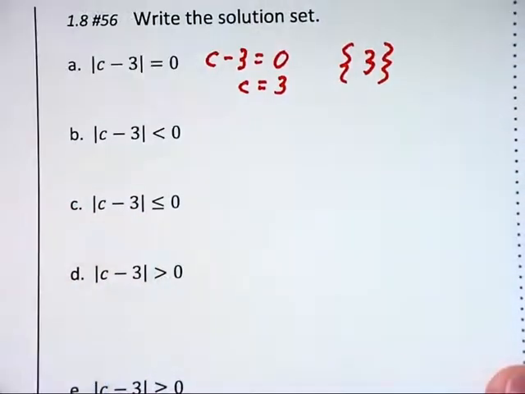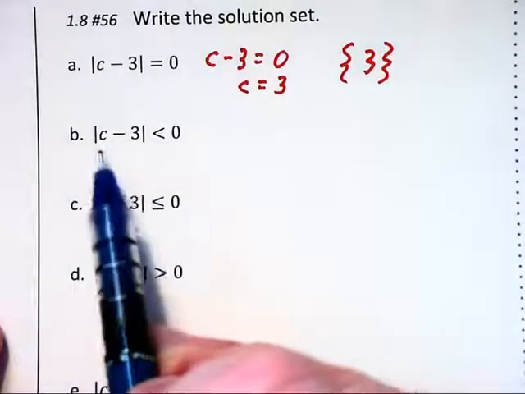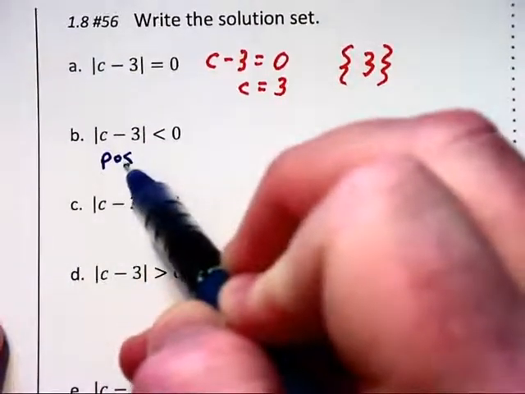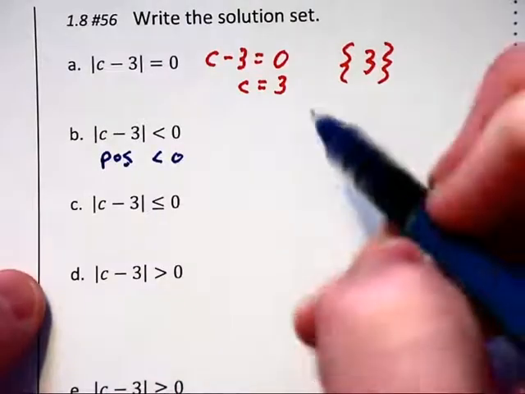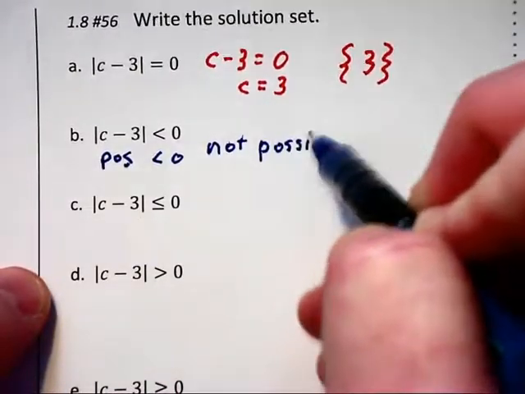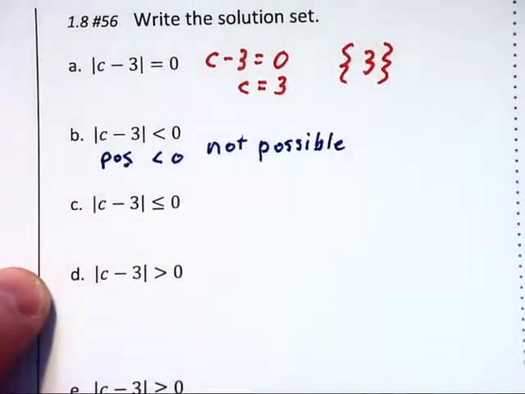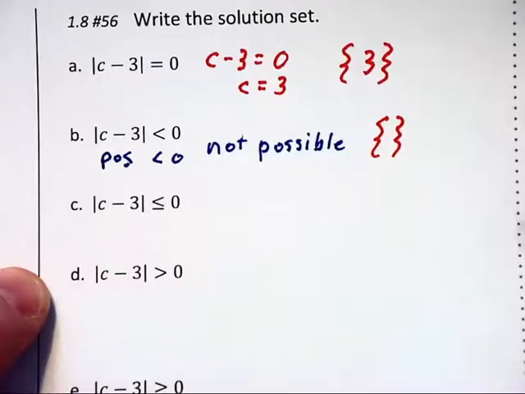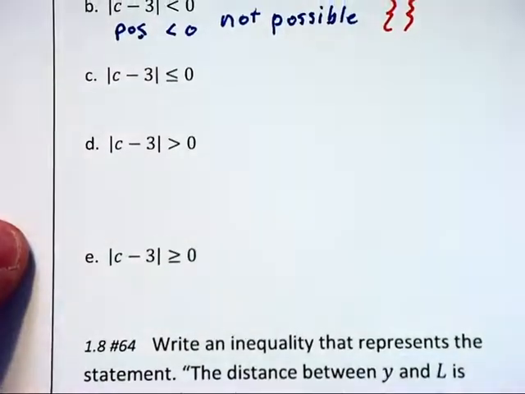When we move on to the second part, we have an absolute value which is positive less than 0. That right there is not possible. You cannot have a positive number which is less than 0, and so part B is going to yield the empty set.